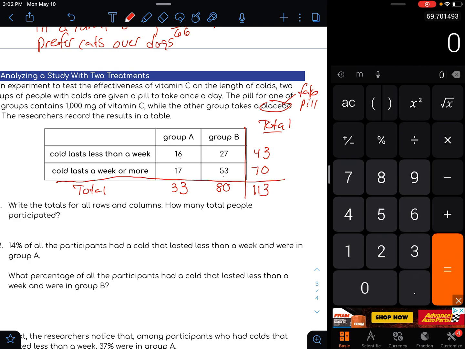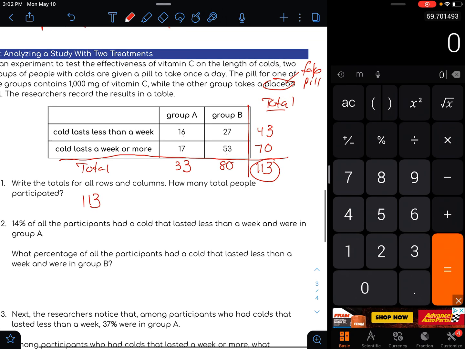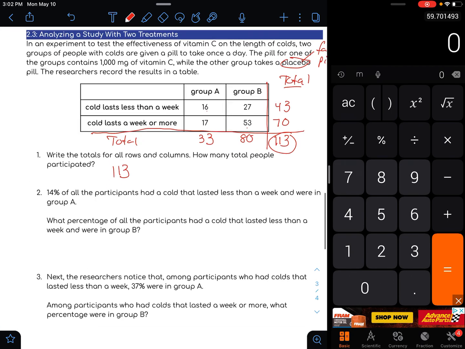So there we have it. How many total people participated then? That's that 113 number. So that's how many total people were in the survey.